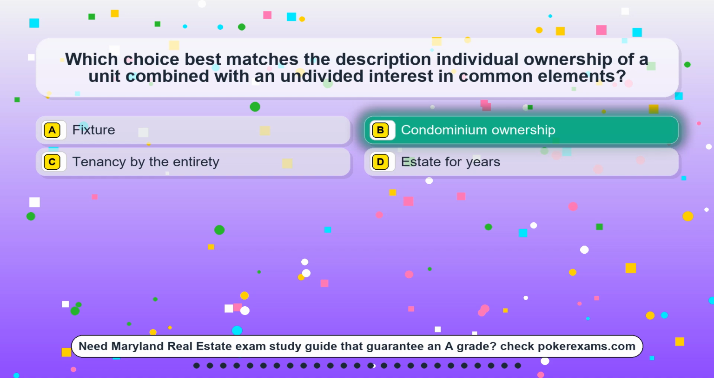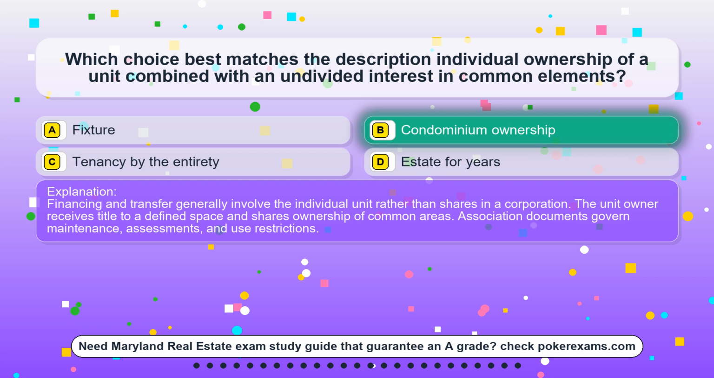The correct answer is option B, condominium ownership. Financing and transfer generally involve the individual unit rather than shares in a corporation. The unit owner receives title to a defined space and shares ownership of common areas. Association documents govern maintenance, assessments, and use restrictions.